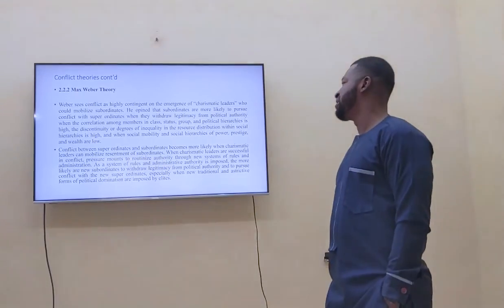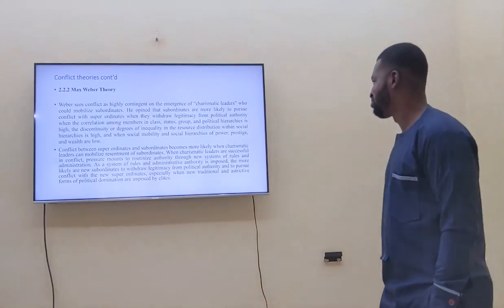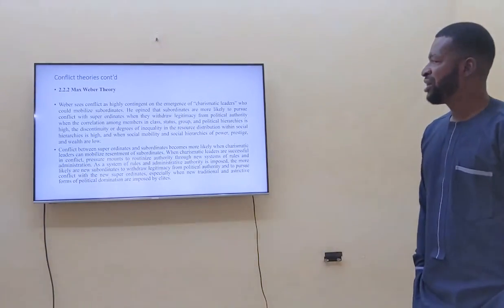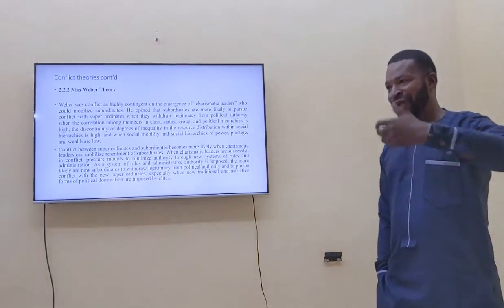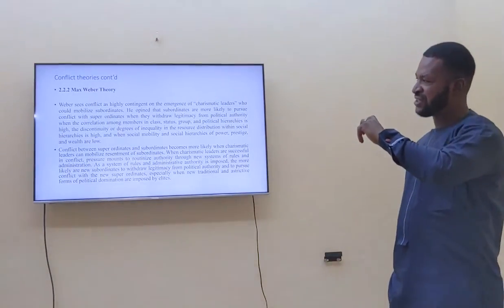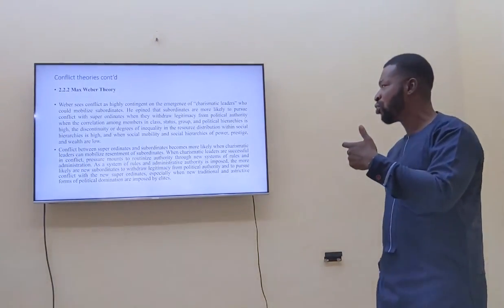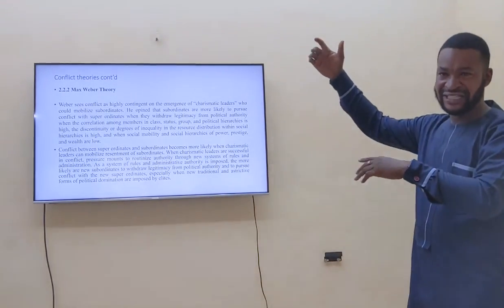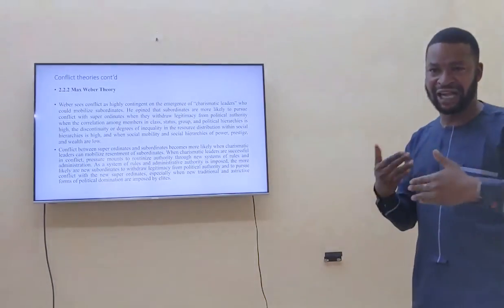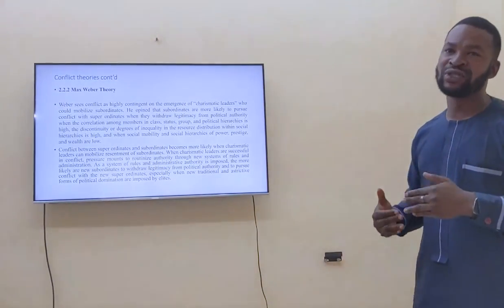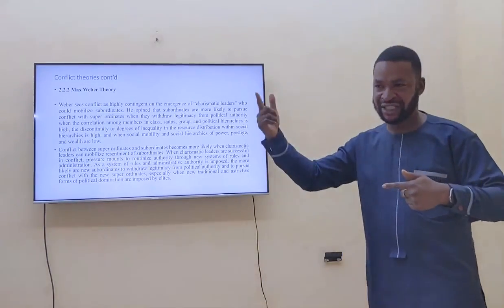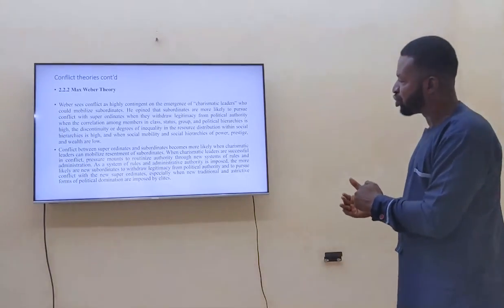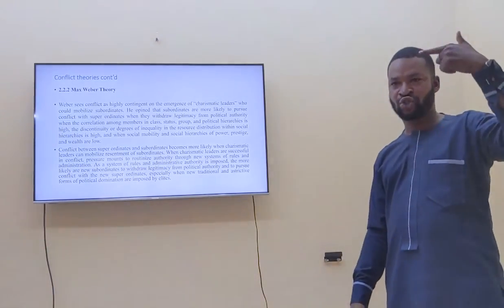Another one is the Max Weber theory. This theory looks at the structure of the society and says that due to the structure of the society, where a certain people are at the helm of affairs, definitely somebody is going to emerge as a charismatic leader. And when that person emerges to challenge the system, a certain number of people will follow suit. And when those people follow suit, they are going to contest the status quo.